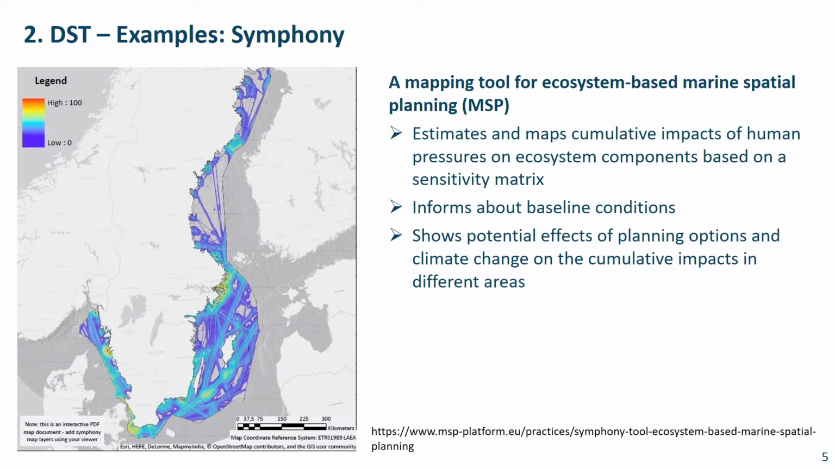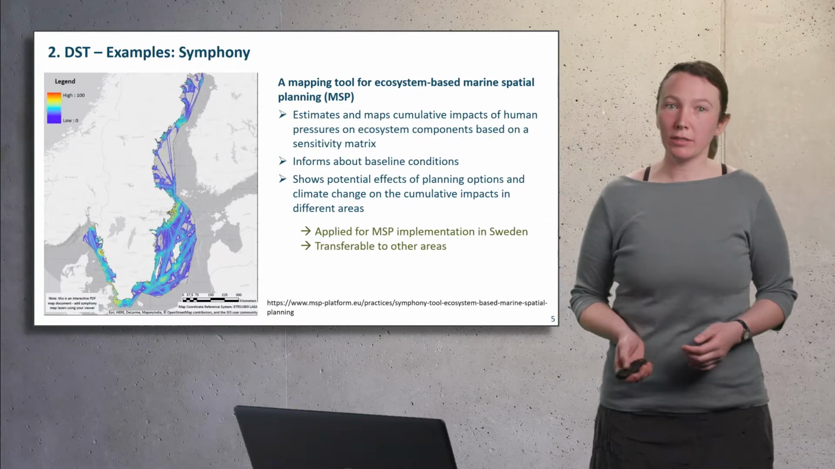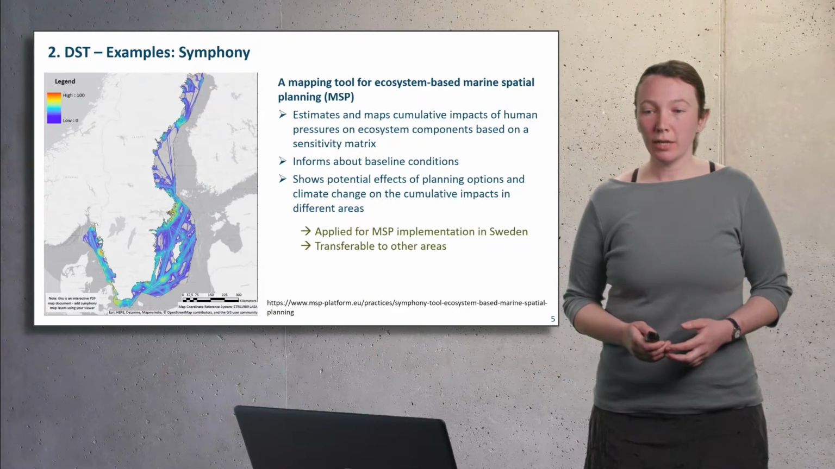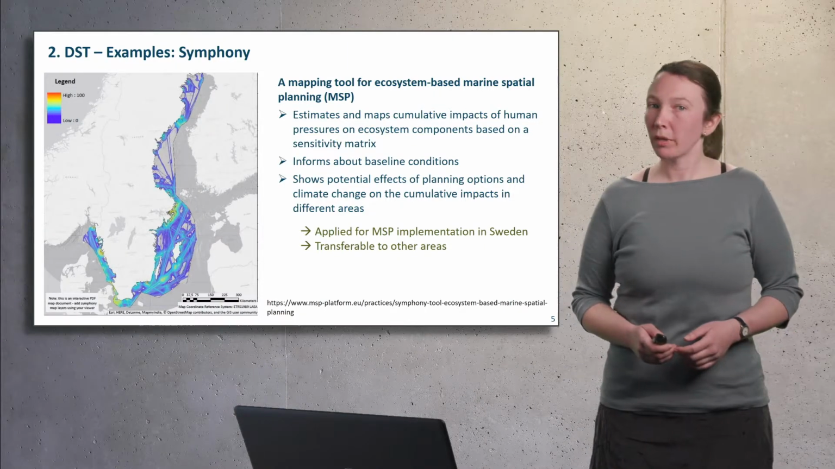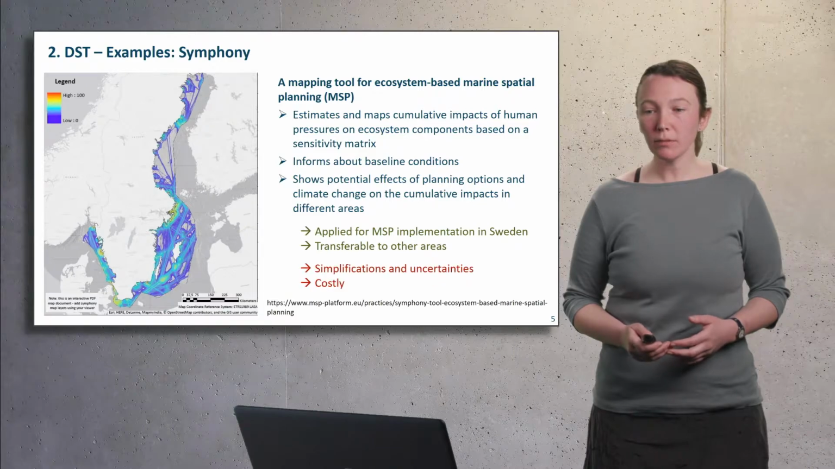So this tool informs about baseline conditions in an area, but it can also be used to show potential effects of different planning options and also climate change effects on the cumulative impacts in different areas. The strength of this tool is that it is applied in MSP, so Marine Spatial Planning implementation in Sweden, and it is not only restricted to applications in Sweden, but also transferable to other areas. So it directly supports the implementation of MSP.